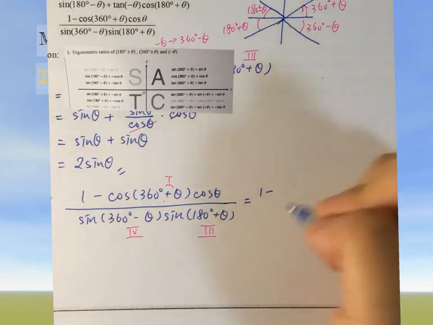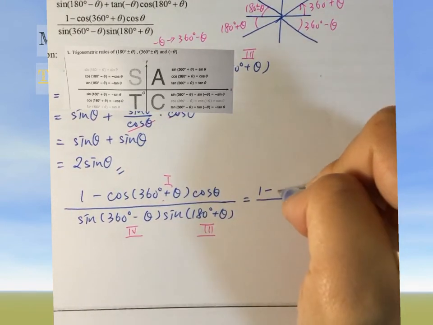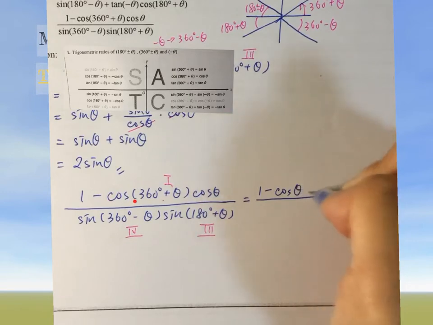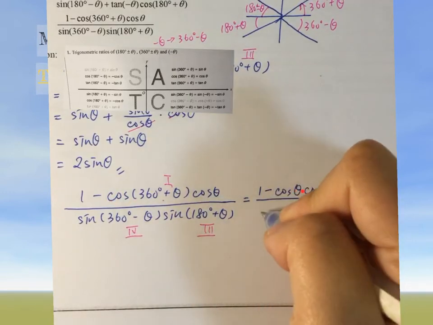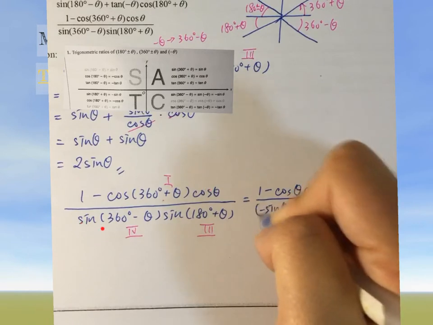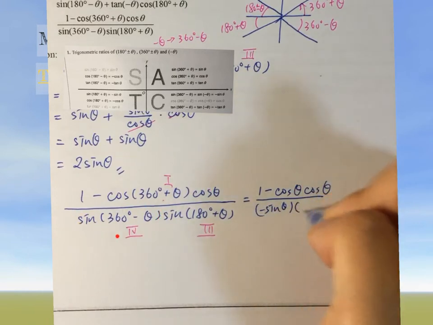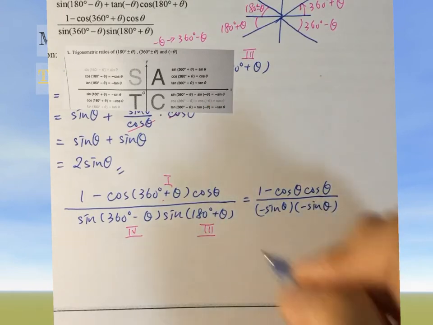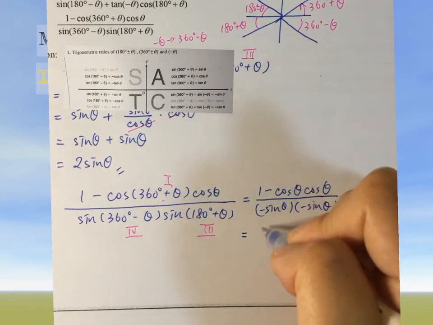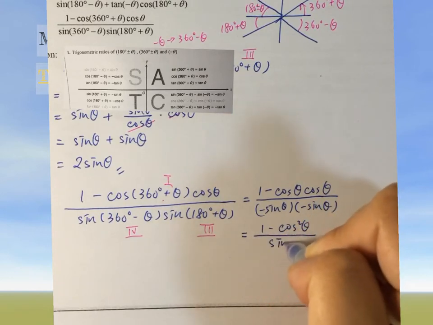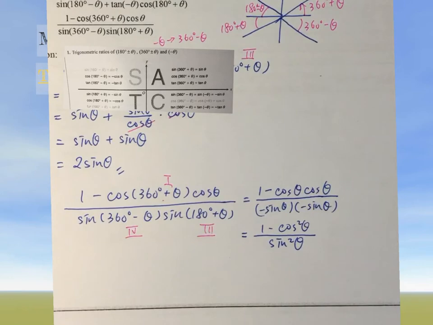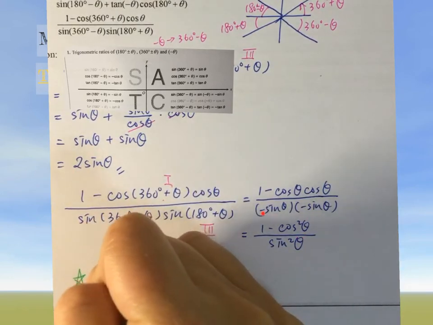Alright, so after we do so, we check the sign one by one. For cosine, we keep the cosine, remember, and then you have cosine theta. The second one just copy. And the third one it is negative sine theta because it's in quadrant 4. And lastly, it is in quadrant 3 for 180 degrees plus theta. So calculate, simplify, and you get 1 minus cosine square theta divided by sine square theta.